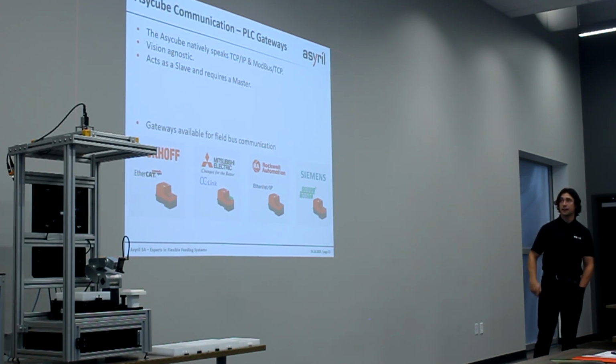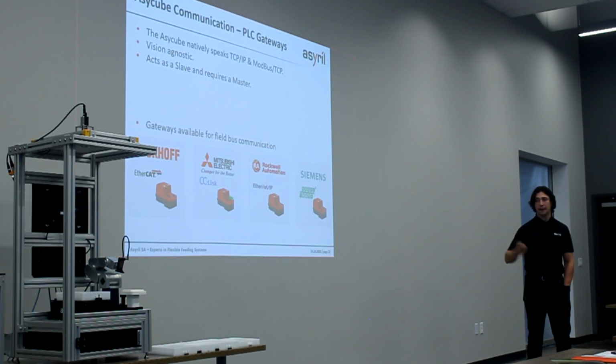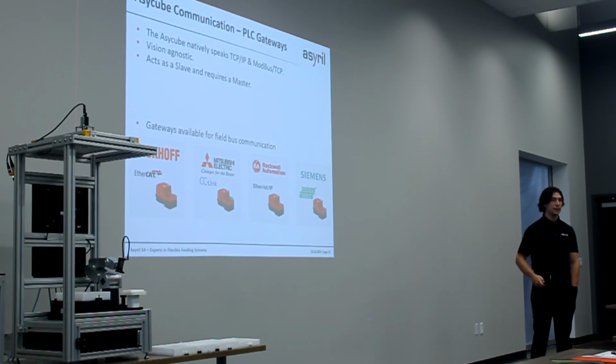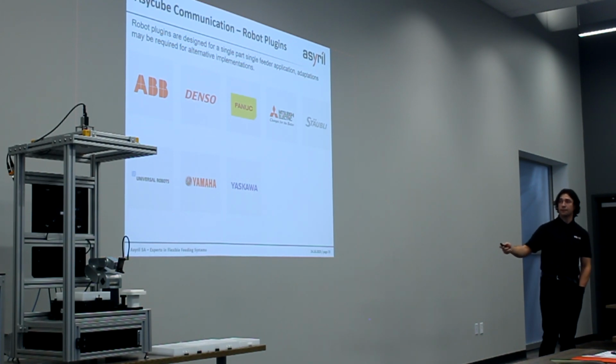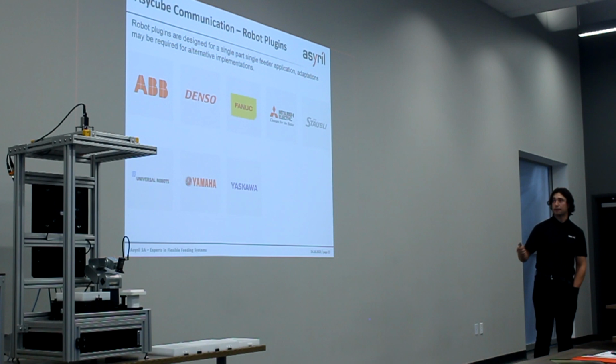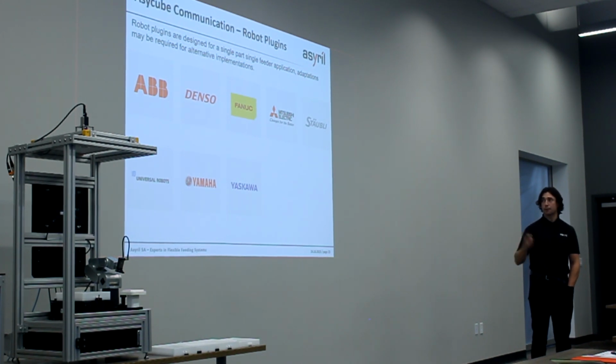The ASYRIL communication works similar to the iPlus communication. If you choose to use a separate vision system than iPlus, Asyril supports all the major field bus languages once again through gateways. So the AsiCube itself natively speaks TCP/IP and Modbus TCP. It's vision agnostic. You can use any type of robot you want, any type of PLC, as long as it supports one of those field bus languages. And the iPlus controller and the AsiCube are considered slave devices, so they need something controlling them, whether it be a PLC or a robot or a PC. That is a requirement for the system.